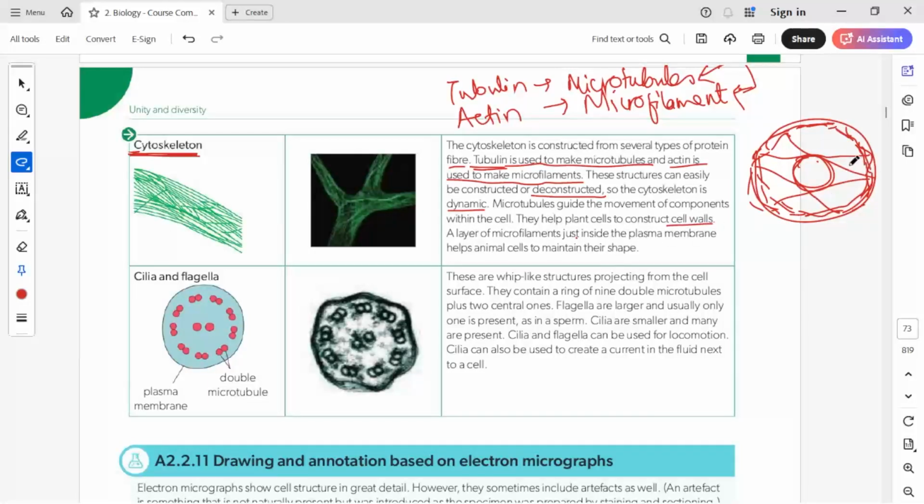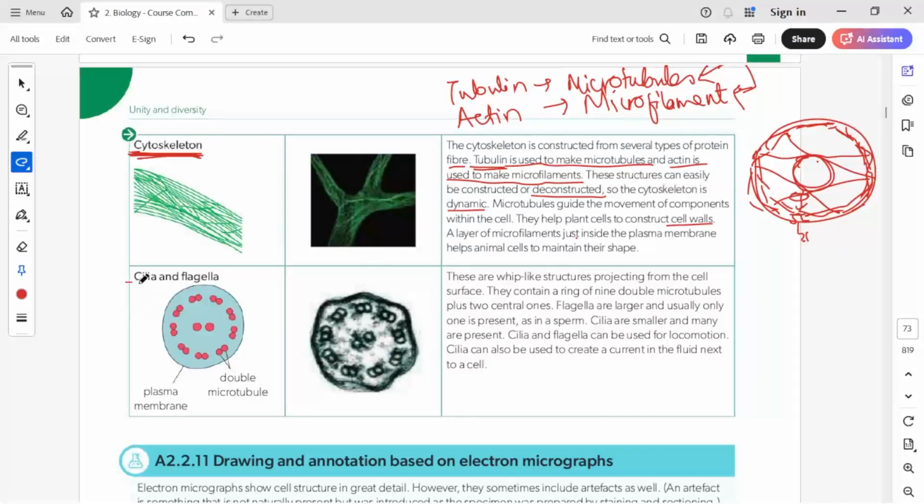Just as we discussed, if the Golgi apparatus is secreting vesicles which have to be sent to the plasma membrane to secrete the protein outside, they will be guided by this cytoskeleton. So these vesicles will be guided by the cytoskeleton. They will start from the Golgi apparatus, reach the plasma membrane, and be secreted out.